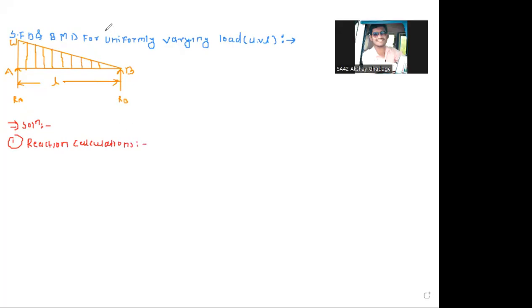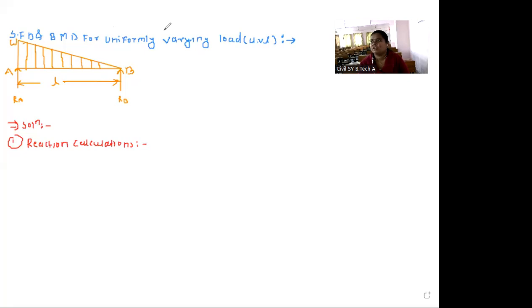Whenever we calculate reactions, first we apply summation FV equal to 0. That is, we take the addition of all vertical forces equal to 0. You have to remember upward force is positive and downward force we consider negative. So by using these sign conventions, we take the addition of all vertical forces. RA and RB are going upward, so we consider them positive. Therefore, RA plus RB.